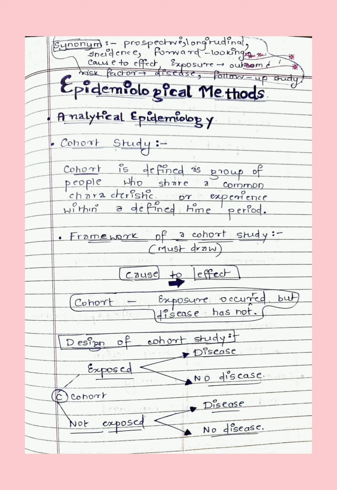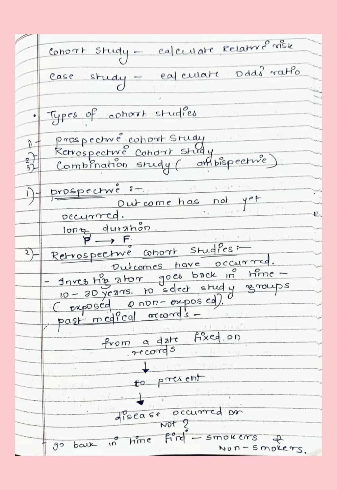That is why this is also called a prospective study, forward-looking study, and cause to effect study. You should write these synonyms, and it is also called a follow-up study. There are three types of cohort study: prospective, retrospective, and a combination. We already discussed the prospective study, where the outcome was not present. This is why we call it a forward study, because during the study the disease has not occurred.